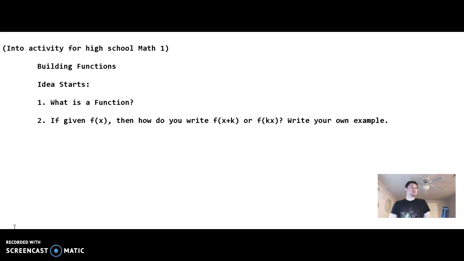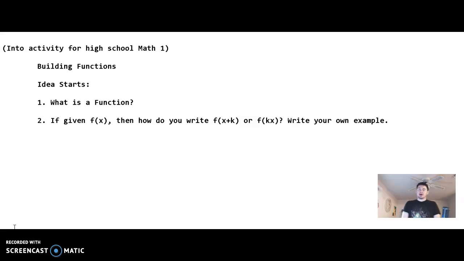Now, we're going to start a unit today on building functions. And the importance of this unit is that you will understand how graphs and functions relate. So this will help you identify a function from a graph and vice versa.